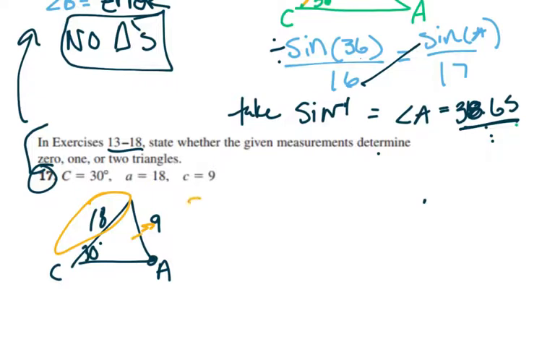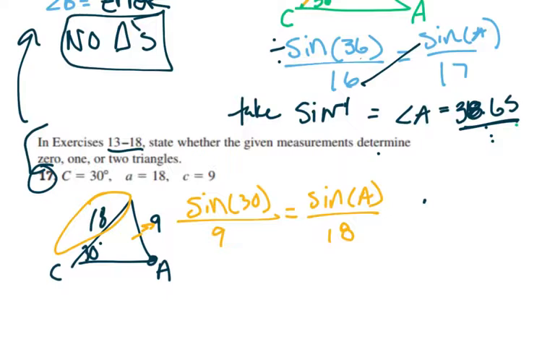So we have to double check that the sine of 30 over 9 can actually be solved with the sine of the A angle over 18. So if we check to see if that works, we're going to do sine of 30 times 18 divided by 9. And then that's actually 1, and so that's going to be 0, which is not possible.